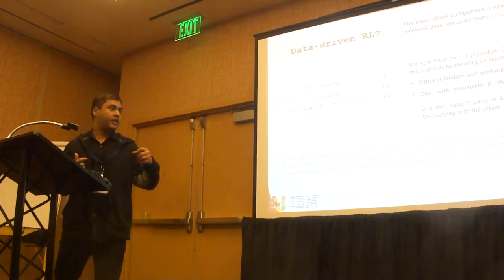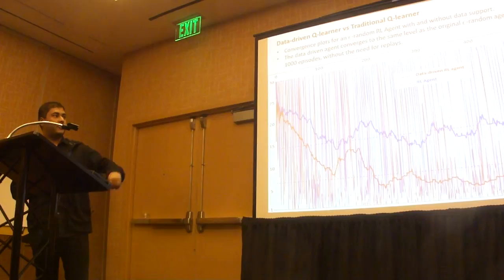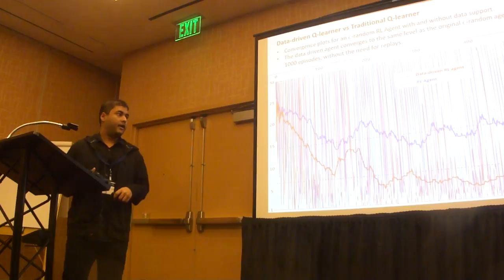So here's an example of how the data-driven RL agent works. As you can see, by around 700 iterations, so 5 times as early as the previous one, the data-driven RL, which is the red line, is converging to the correct values. So there is clear evidence of the benefit of using online data information in this kind of setting.